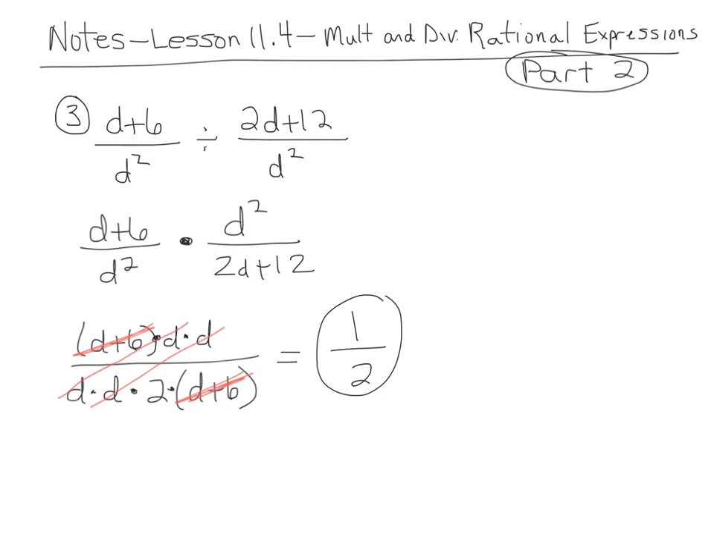And then don't forget excluded values. Now excluded values, you have to look at all the denominators. So even in the original problem, there were denominators. And here there's denominators. Okay? So D can't be 0. And D can't be negative 6. So that's your excluded values.